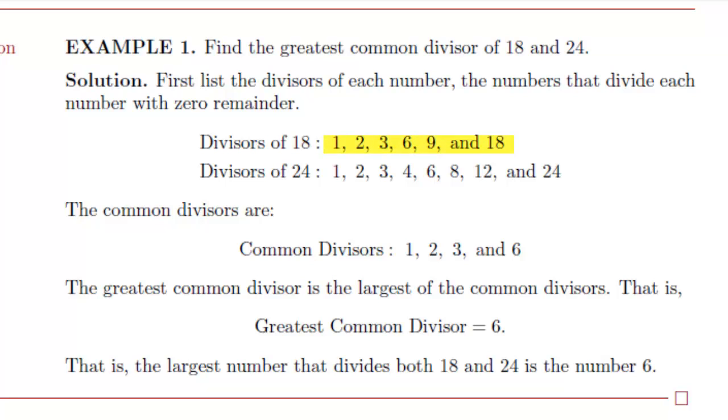The divisors of 18 are 1, 2, 3, 6, 9, and 18. The divisors of 24 are 1, 2, 3, 4, 6, 8, 12, and 24. The common divisors are 1, 2, 3, and 6. The greatest common divisor is the largest of the common divisors. That is, the greatest common divisor is 6. That is, the largest number that divides both 18 and 24 is the number 6.